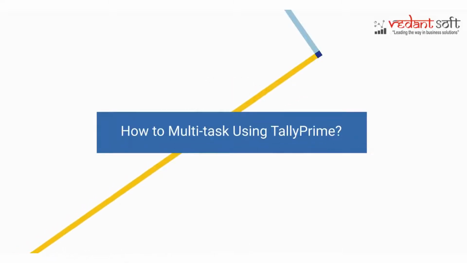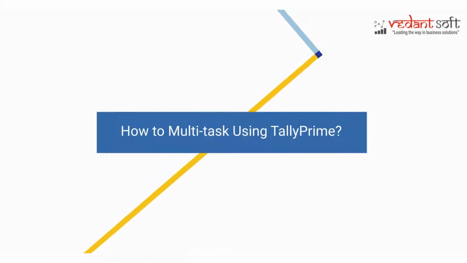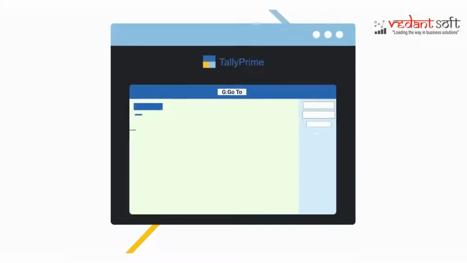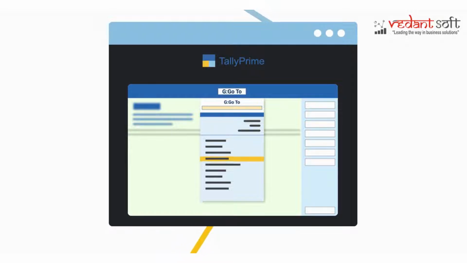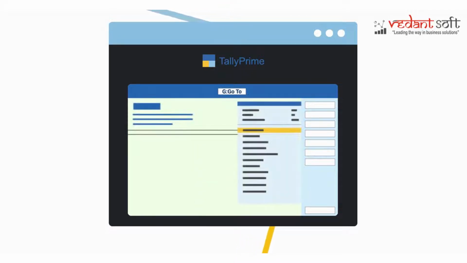In this session, you'll learn how to multitask using TallyPrime. The go-to feature in TallyPrime allows you to navigate from anywhere to anywhere and multitask without the worry of losing your progress. You can multitask while invoicing, from reports, or any screen that you are on.